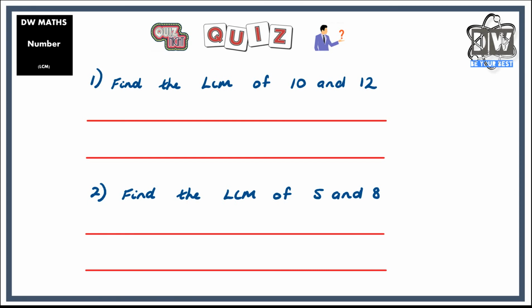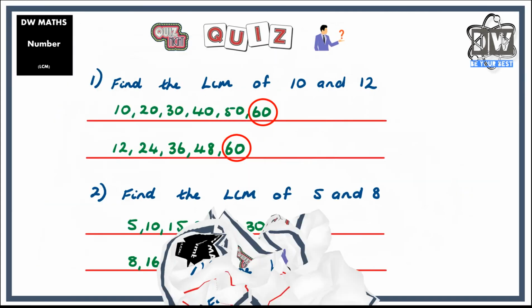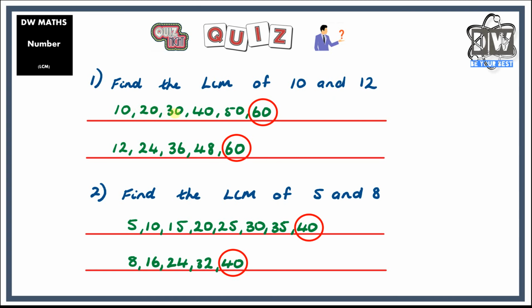Okay everyone, it's time for the answers. Let's have a look at what we've got. The multiples of 10: 10, 20, 30, 40, 50, 60. The multiples of 12 are 12, 24, 36, 48 and 60. We can see that 60 is on both lines and it is the lowest common multiple.